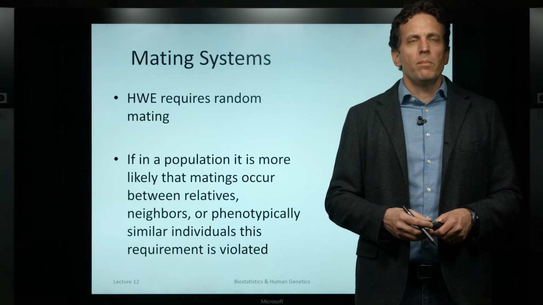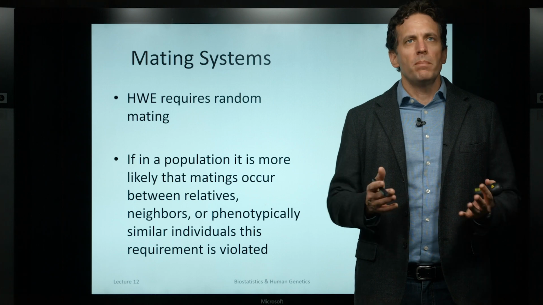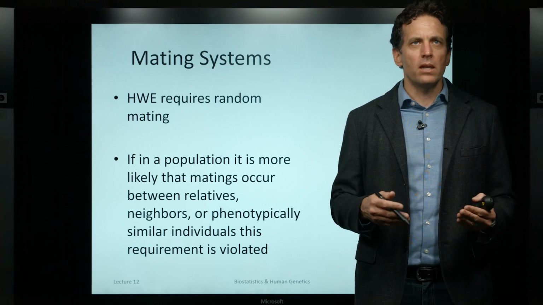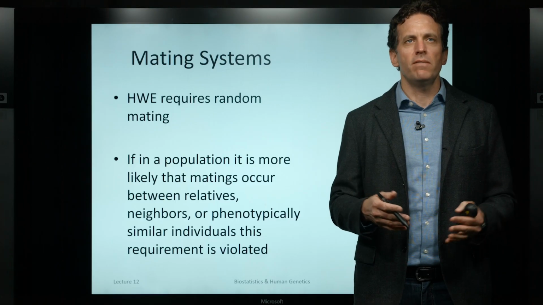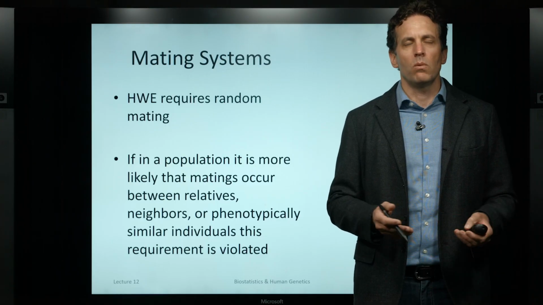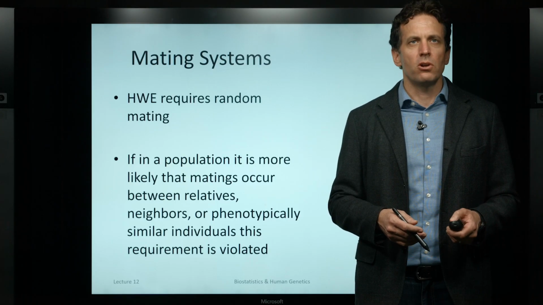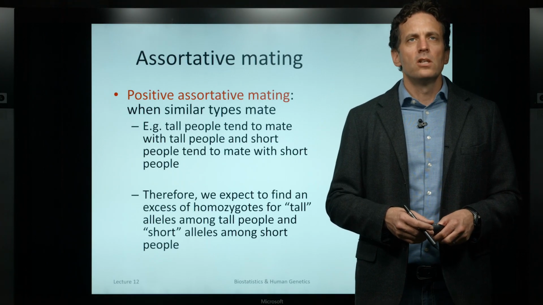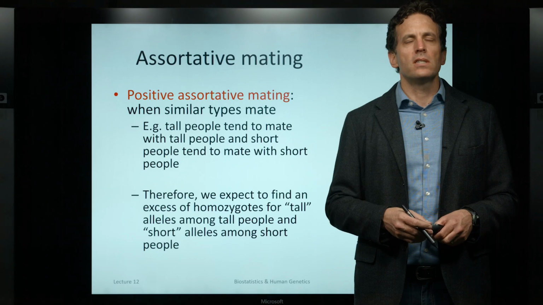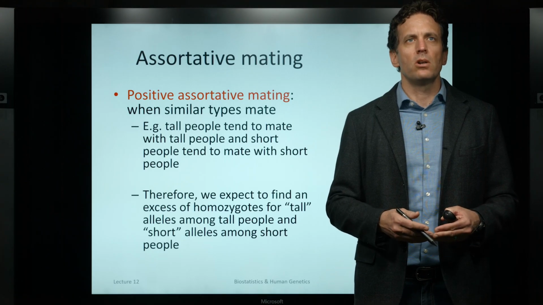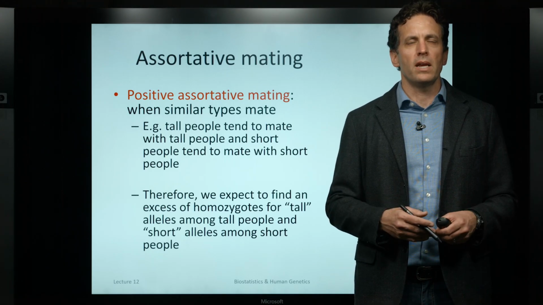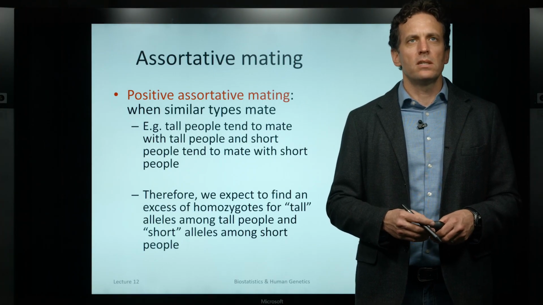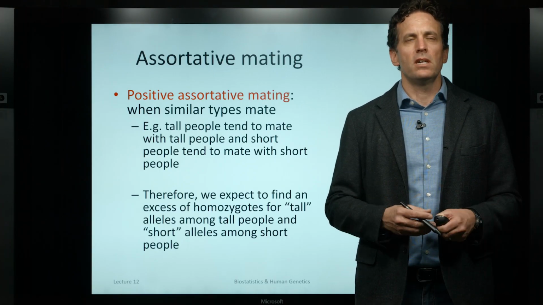So as I said, Hardy-Weinberg equilibrium requires random mating, and if in a population it is more likely that matings occur between relatives or phenotypically similar individuals, then this requirement of Hardy-Weinberg's law is violated. And so let's consider some of those violations. The first important violation of this assumption to be aware of is a phenomenon known as positive assortative mating, or non-random mating.